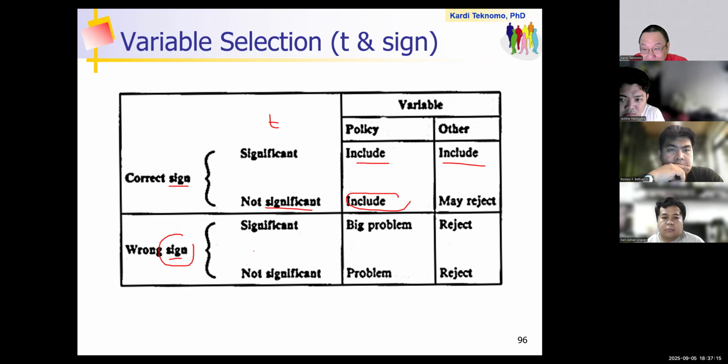Especially if you have a wrong sign and the t-test is significant, you have a very big problem. If this is just another variable, not a policy variable, you just reject it. That's okay. But if this is a policy variable, you have a headache here.